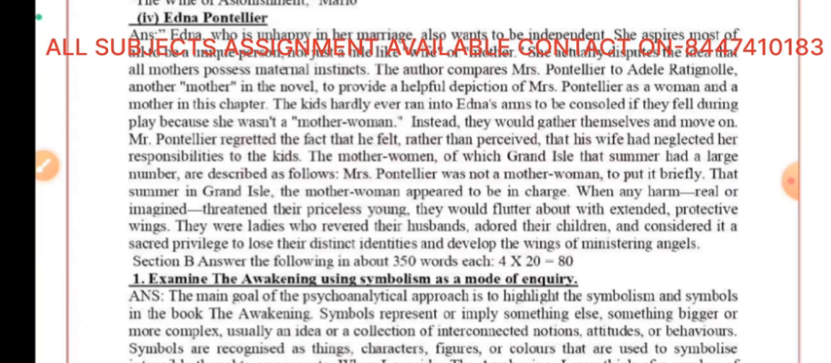To put it briefly, that summer in Grand Isle, the mother woman appeared to be in charge. When any harm, real or imagined, threatened their priceless young, they would flutter about with extended protective wings. They were ladies who revered their husbands, adored their children, and considered it a sacred privilege to lose their distinct identities and develop the wings of ministering angels.